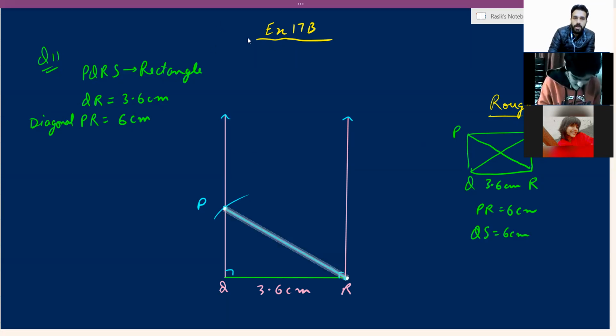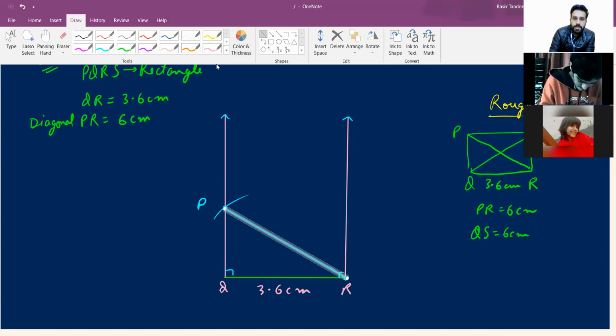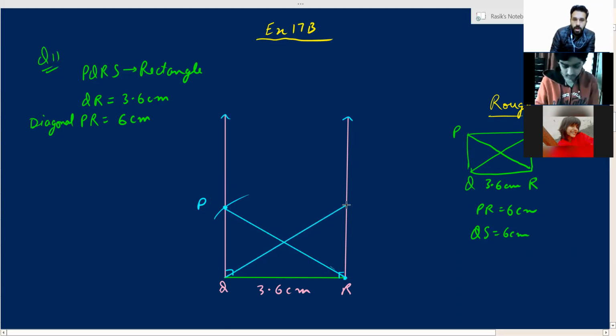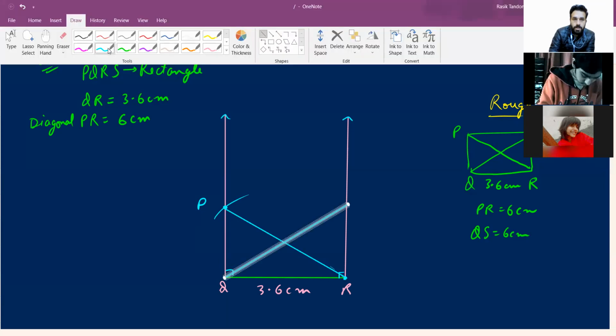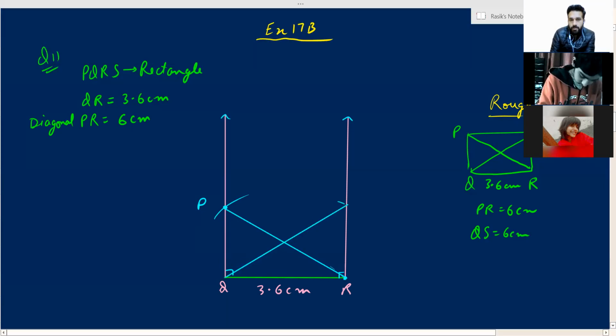Similarly, we will draw another arc from the vertex Q, and you will get QS, the other diagonal of the rectangle. Okay, so we have drawn one arc from the vertex R and the other arc from the vertex Q, again on the opposite side.